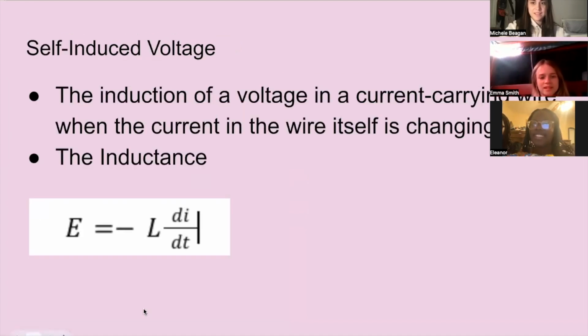Self-induced voltage is the induction of a voltage in a current-carrying wire when the current in the wire itself is changing. That is the inductance. The formula for this is E equals negative L times di over dt, which is the rate of change of the current.